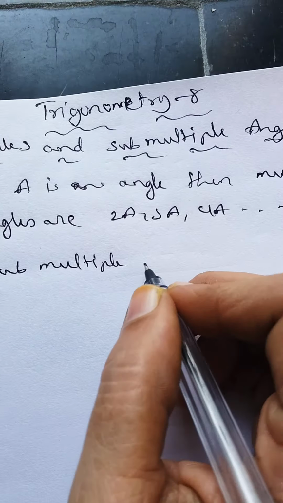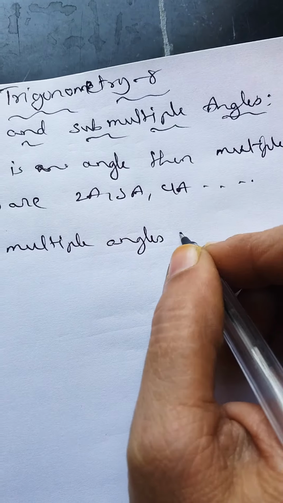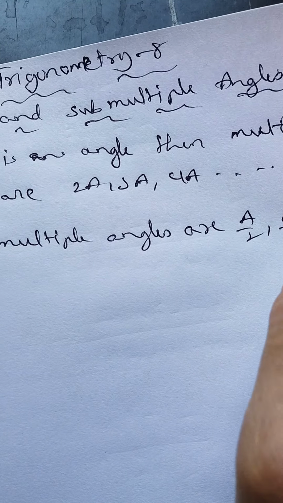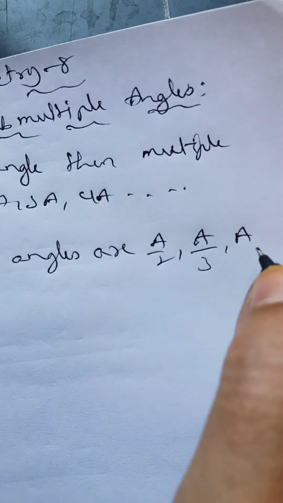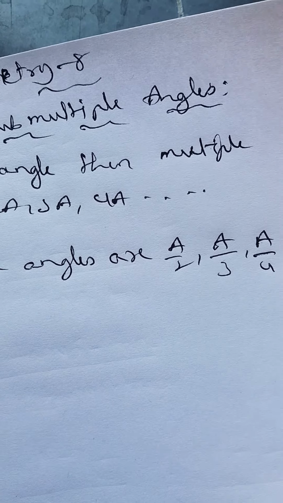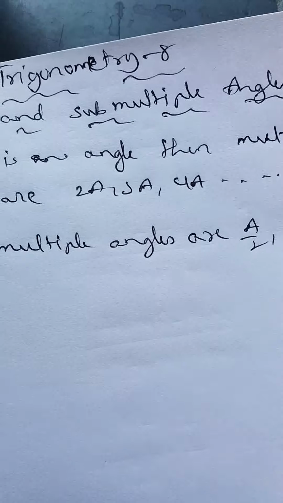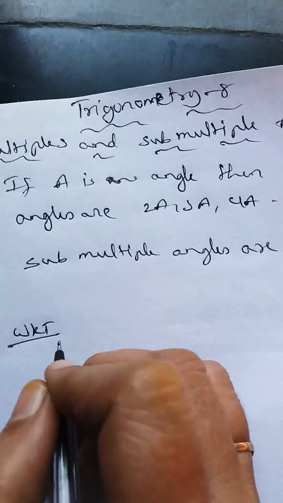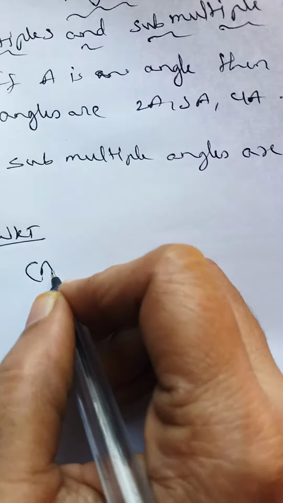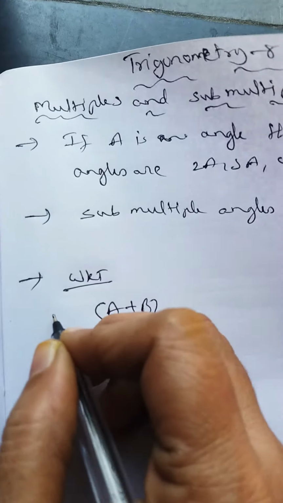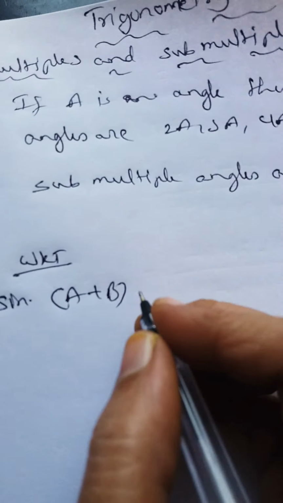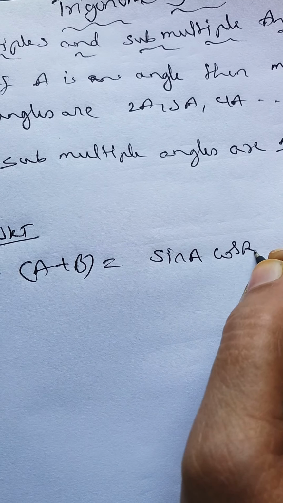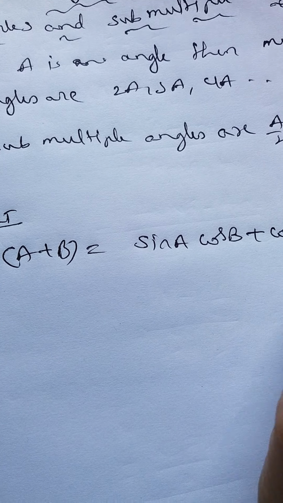Submultiple angles are A by 2, A by 3, A by 4, and so on. These are submultiple angles. Now, we know that sin of A plus B is equal to sin A cos B plus cos A sin B.